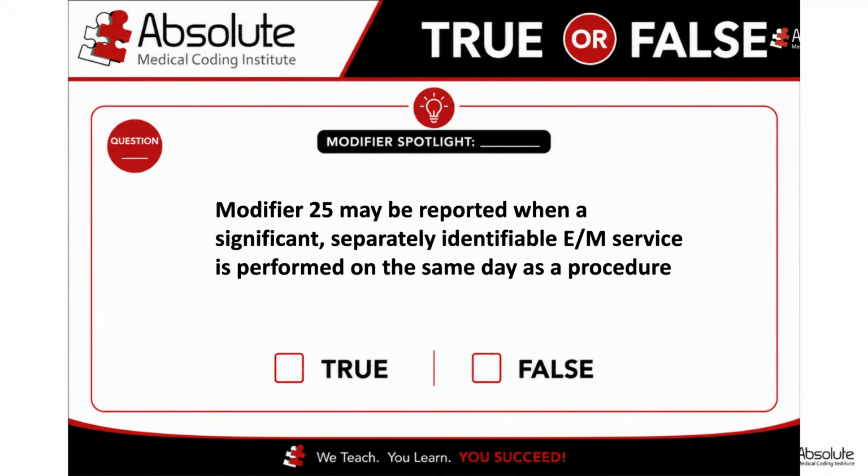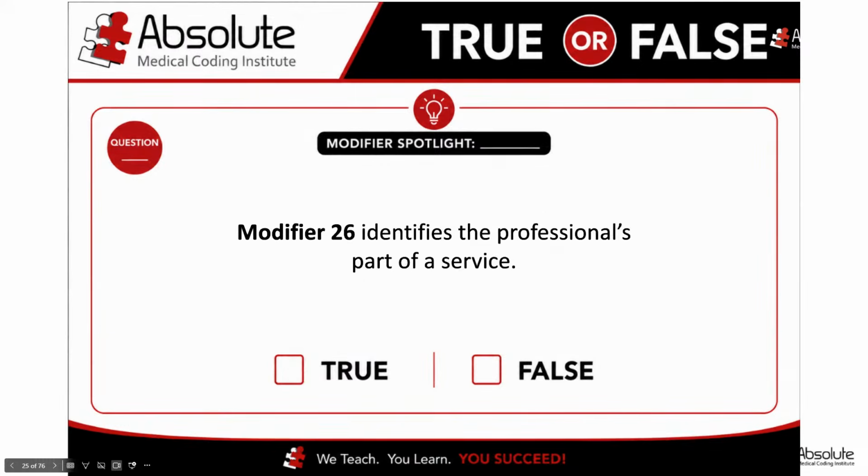And I know that some of these definitions don't really explain what it is, but I'm giving you this definition because that's the definition that they provide you with. But yes, believe me, I will explain them more in depth. And if you said true, outstanding. Next question. Modifier 26 identifies the professional's part of a service. True or false? What say you?